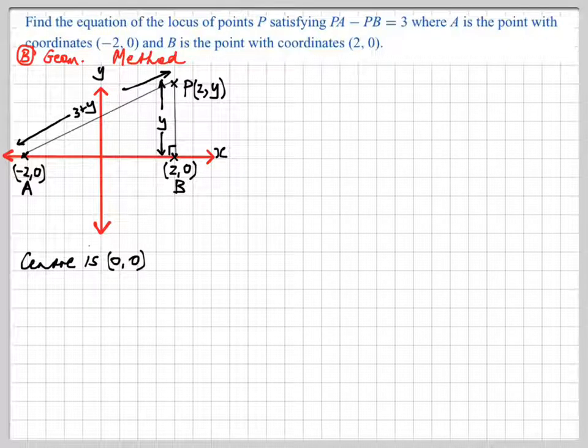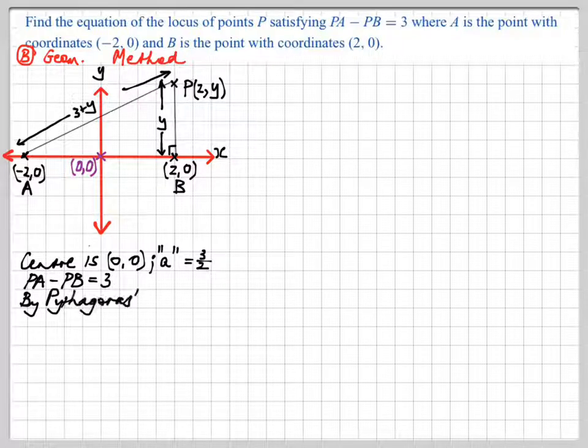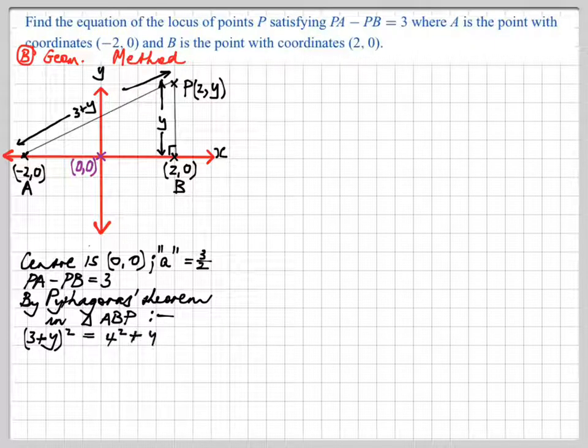Excuse my frog in my throat. Centre is that. There it is. And A is 3 over 2, as I told you. Now, the only thing we don't know is B, and we're going to find that out very simply now. We're saying that PA minus PB equals 3. By Pythagoras' theorem, as I have foreshadowed, in triangle ABP, we know that (3 plus y) all squared, hypotenuse squared, equals 4 squared, which is the distance between A and B, plus y squared, the vertical distance from B to P.